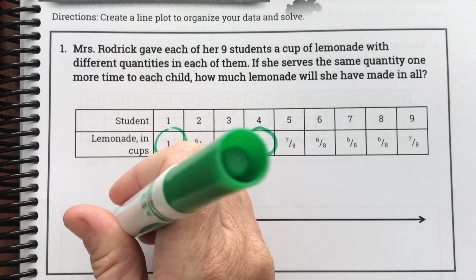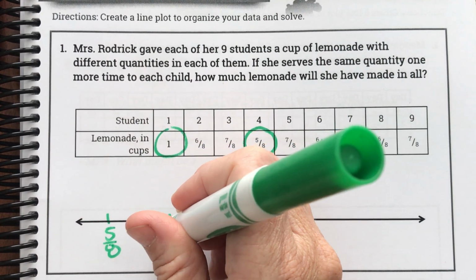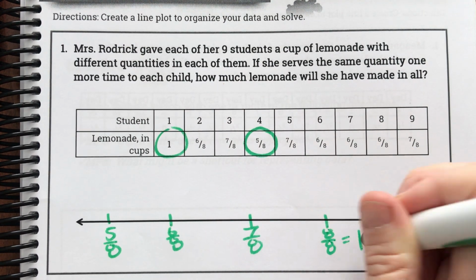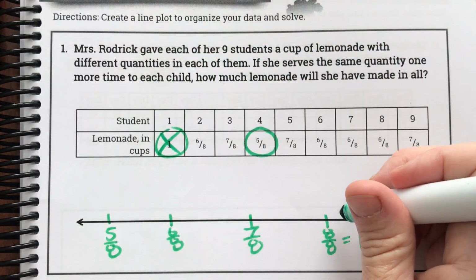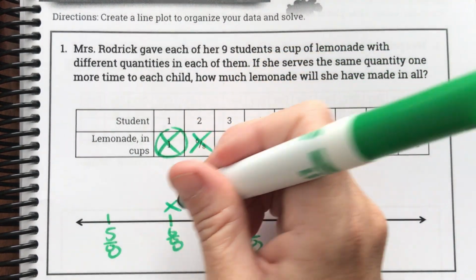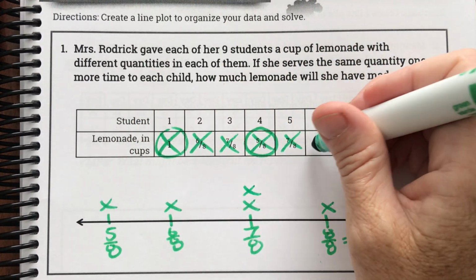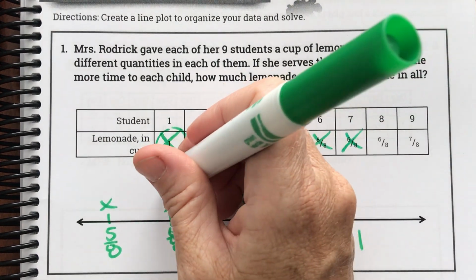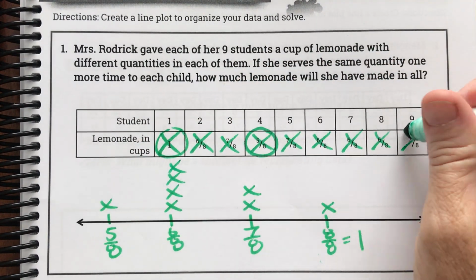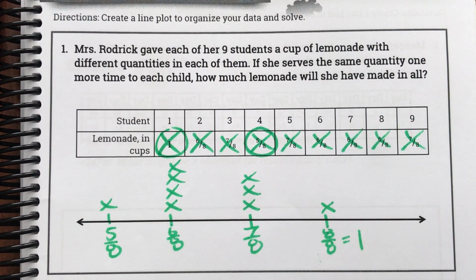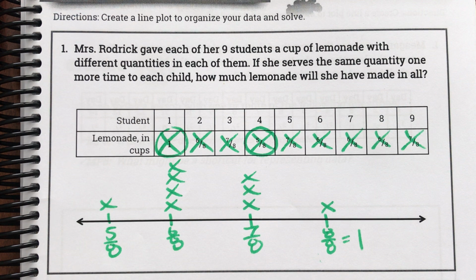Okay, so let's set up our scale by 8s: 5/8, 6/8, 7/8, and 8/8, which is equal to 1. So I have 1, 2, a 7/8, a 5/8, a 7/8, a 6/8, a 6/8, a 6/8, and a 7/8. And it looks like I have 1, 2, 3, 4, 5, 6, 7, 8, 9 to represent her 9 children. Okay, so now we have to add these and see what we get.